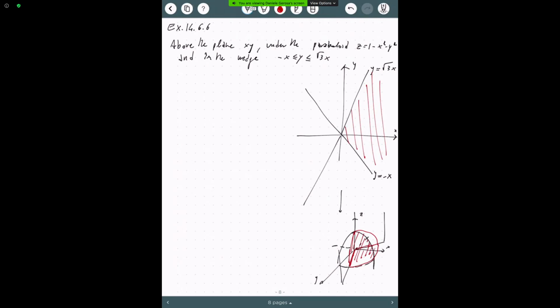Okay, so let's see, this exercise can probably be solved again using cylindrical coordinates. So in cylindrical coordinates, the paraboloid equation is z equal to 1 minus r squared. And what about the angle here? Well, we are between the straight line y equal to minus x and y equal to the square root of 3x.